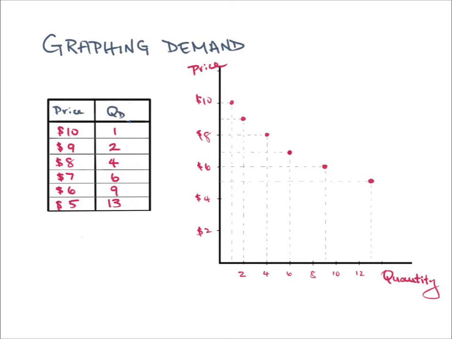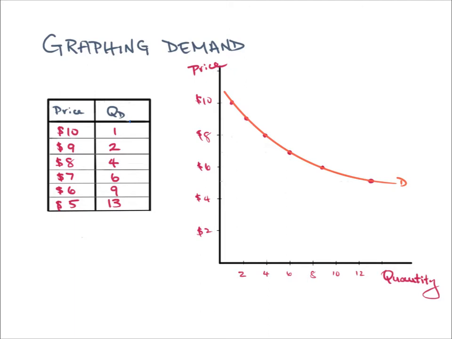So, at any rate, to graph the demand curve, we take these points, like at a price of $10, quantity demanded is 1. So we plot this point right here. Price of $9, quantity demanded is 2. So here's $9. Quantity demanded is 2. And we plot that point. And so plot all these different points. Then in the next step, we connect the dots. And here's a demand curve.